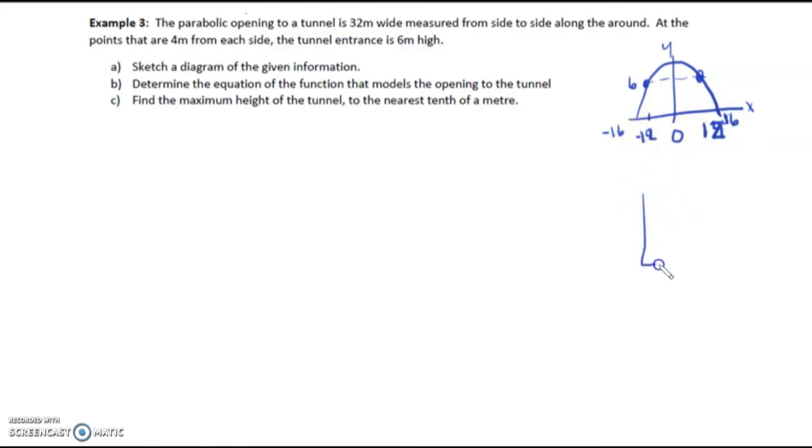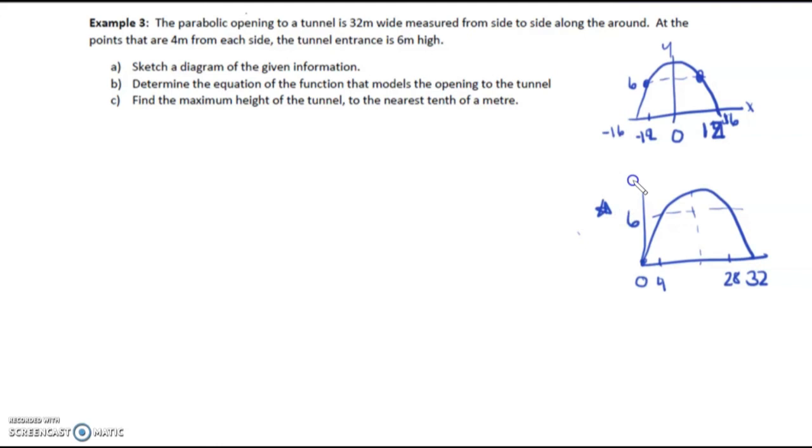Okay, the other way we can do it, which might be easier, is to put the x-intercepts as 0 and 32. And then it says 4 in from each side, which would be 4, and then that one would be 28. We would go 6 meters high. So this one looks a little bit easier. Let's use this because we have that 0. Okay, so here's two different diagrams. You can use either one.